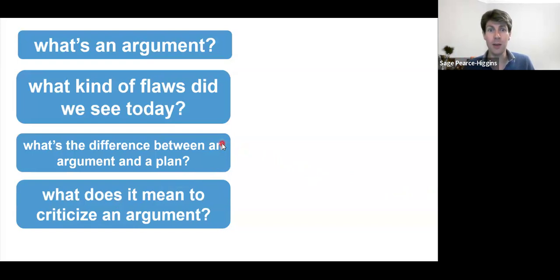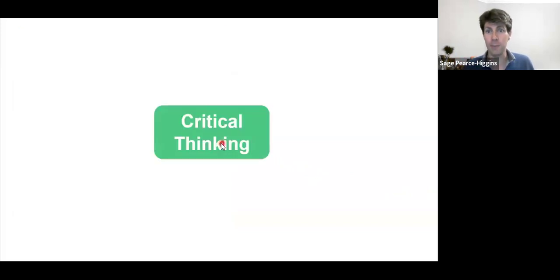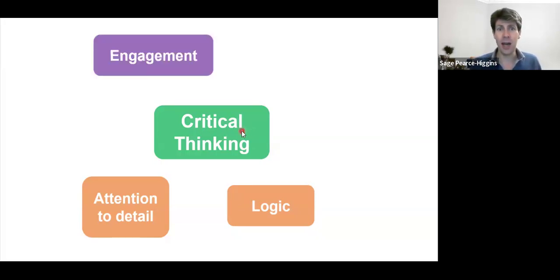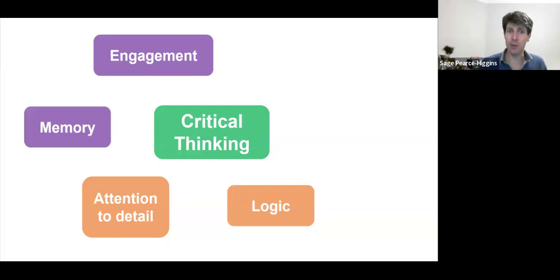But I also want to emphasize this mindset of critical thinking. So we saw attention to detail and logic as being 2 things which are so important for the GMAT. It really is a thinking exam. We can't avoid that kind of analytical thinking, but we actually forget that engagement and maybe even memory make quite a difference. But here, engagement meant thinking of your own examples. It meant connecting this to your real world experience. It meant imagining what could go wrong.